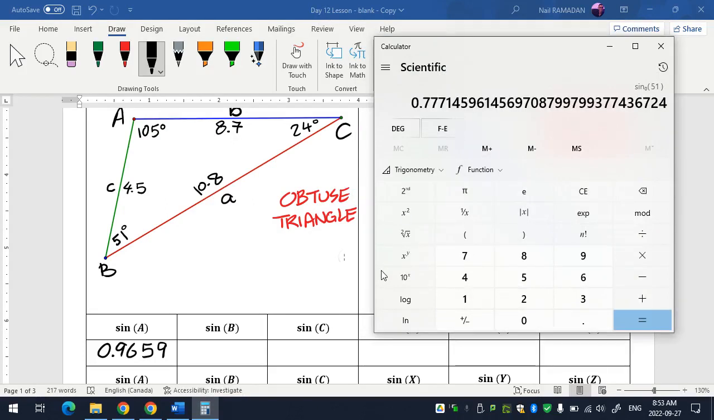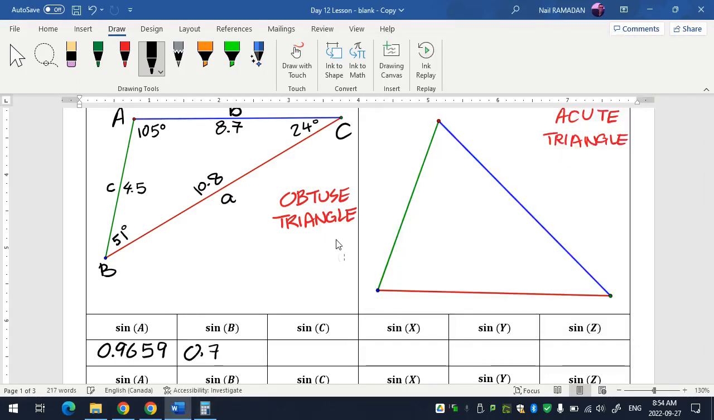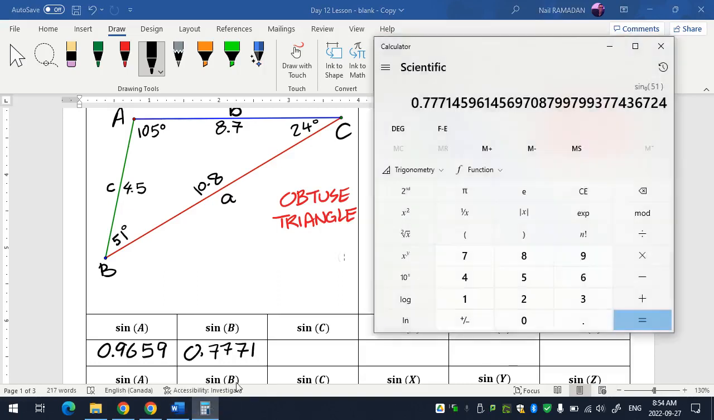What do we have here? 0.77714. So what happens to the 1? Stays. Nothing. Thank you. So 0.7771. Okay, last one. Sine of C.